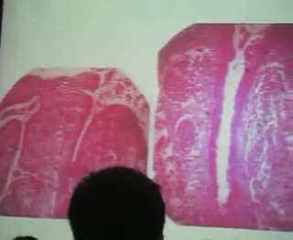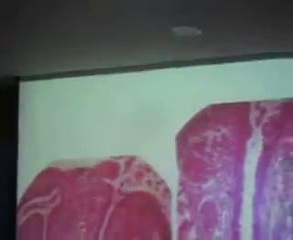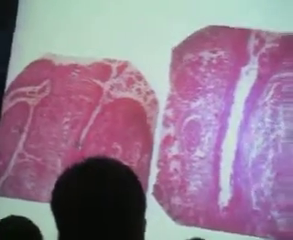Other slide that we have, again, stratified squamous epithelium, space that will extend to the deeper structure. Okay. So dito na the bacteria will be trapped into this area.